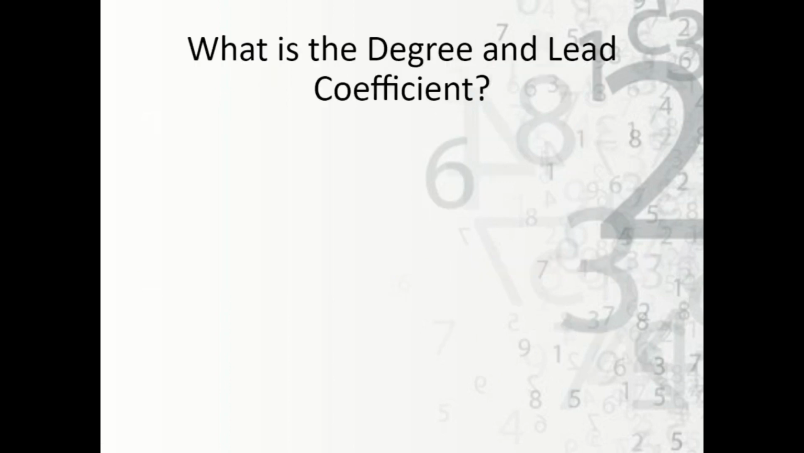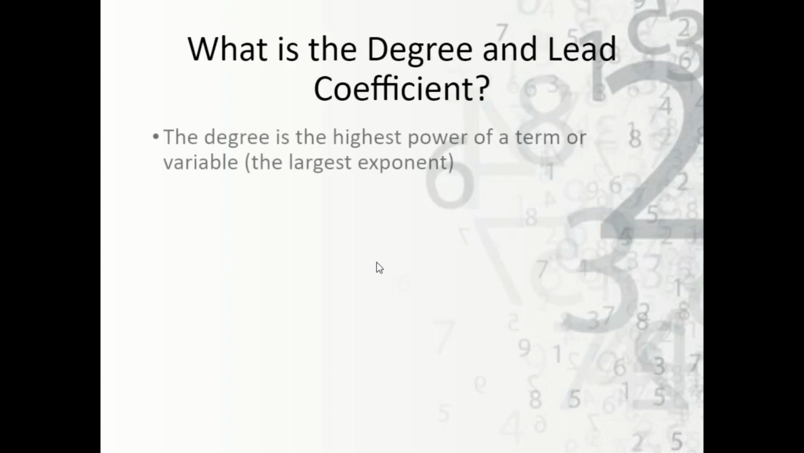Now, what is the degree and lead coefficient? The degree is the highest power of a term or variable. So for instance, x squared. If squared is the highest exponent that exists, then we would say that's the degree. So for instance, we have y equals 2x squared plus 3x minus 2. Well, the highest exponent that exists here is 2, so we would say it has a degree of 2.